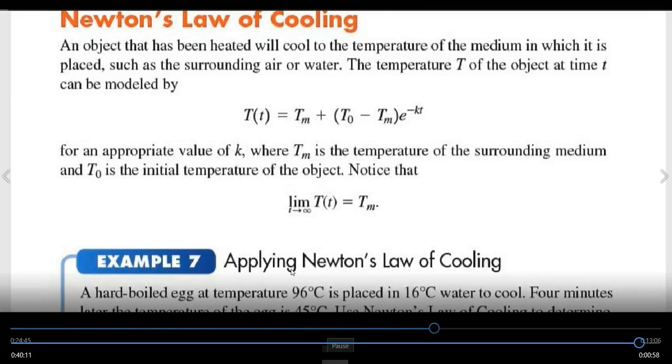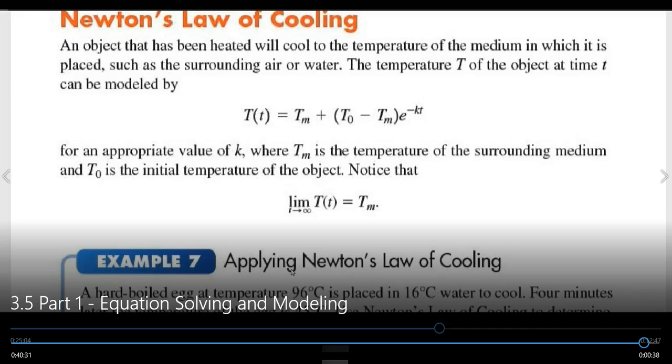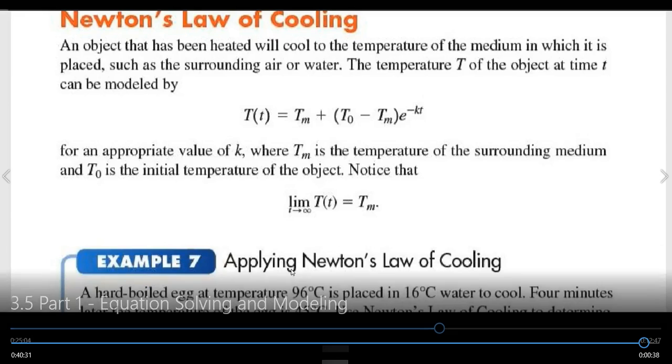The medium in which it is placed. If you have a cup of coffee in your kitchen, the air temperature of the kitchen would be the surrounding air, and it has a particular temperature. Typically, the coffee's hotter, so it's cooling to that temperature. Surrounding medium is not to be confused with surrounding large or surrounding extra large.